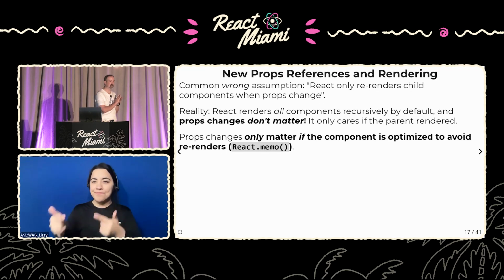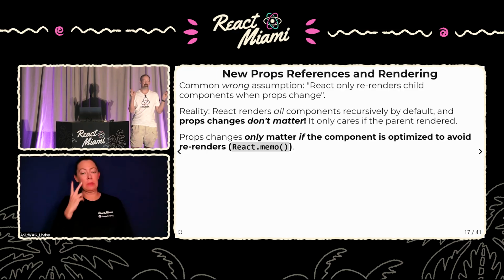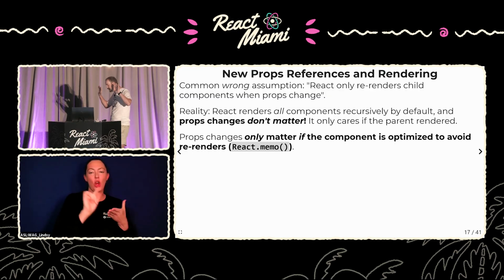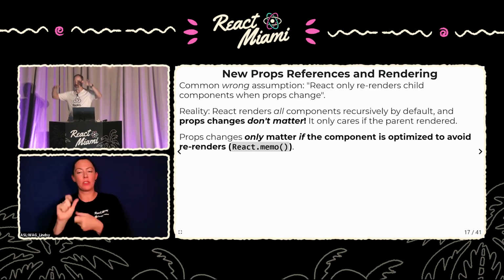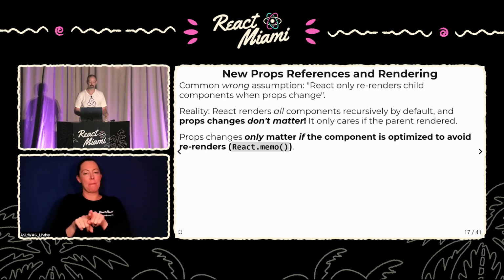The other common misunderstanding that I see is a lot of people still think that my child component only renders when its props change. React does not care whether the props change or not. React just keeps going all the way down. In fact, the only time the props matter is if you're trying to optimize with react.memo. Otherwise, you could pass in the exact same props. It happily re-renders. The output's the same. React says, OK, fine. I guess I didn't need to do that anyway, but I just did.